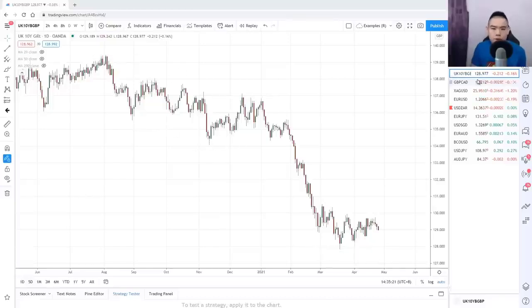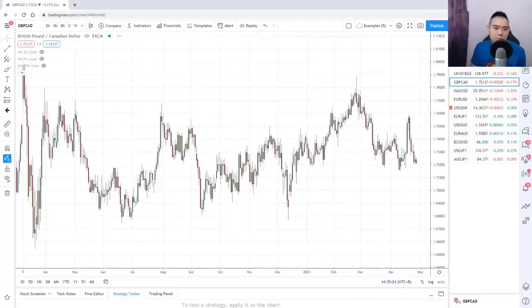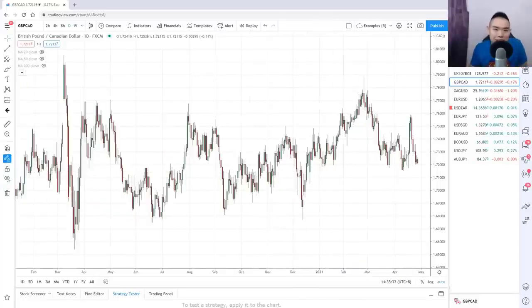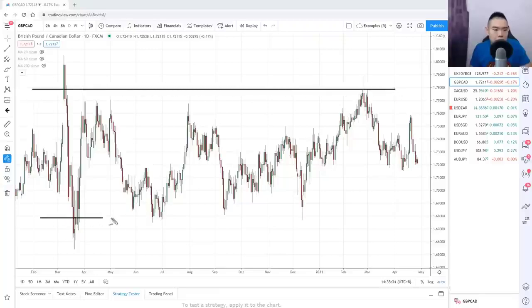Okay, now let's move on into something different. How about pound Canadian? Is this in an uptrend, downtrend, or range? It's an uptrend. No, I'm just kidding, right? It's a range market. Why is this a range market? Again, a range market is where the price is contained between the highs and the lows. So it's contained between these highs over here and these lows over here.